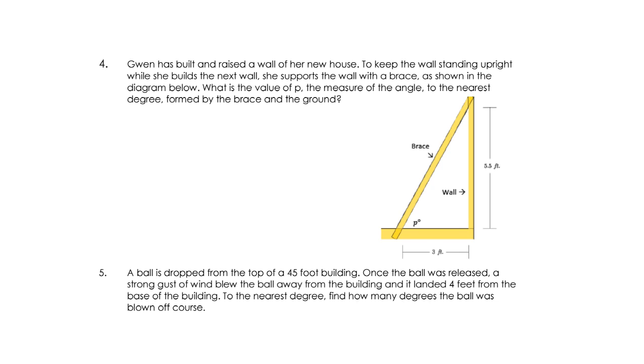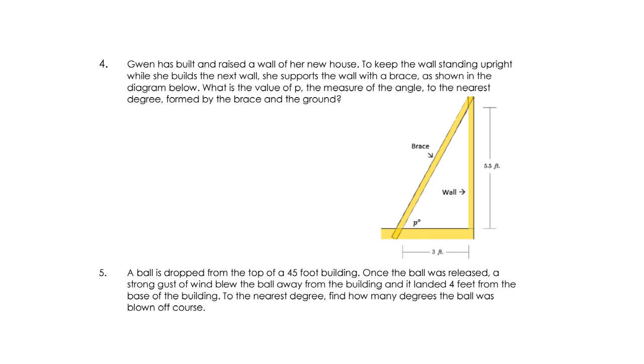All right, we're on the back side of day 7 notes. We're solving for an angle using trig. Number 4 says Gwen has built and raised a wall of her new house. To keep the wall standing upright while she builds the next wall, she supports the wall with a brace, as shown in the diagram below.